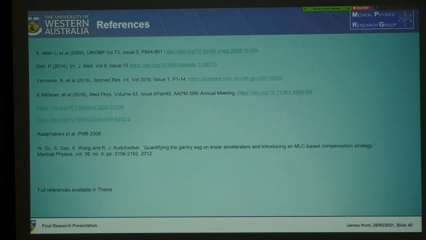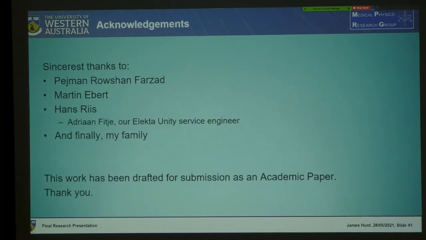Here's a list of my references just using the slides. If you want more references, I have a lot in my thesis, and I'm happy to talk to you about it afterwards. I'd just like to acknowledge Pejman and Martin and Hans. You've all been great supporters and supervisors through this project. Hans specifically wanted to mention Adrian Fitche. I'm sure I messed his name up. He's the service engineer of the Elekta Unity. He's done a lot of work on the project too. I'd finally like to thank my family, my wife and kids who've put up with me for the last year of working on this project and have always been a great support.